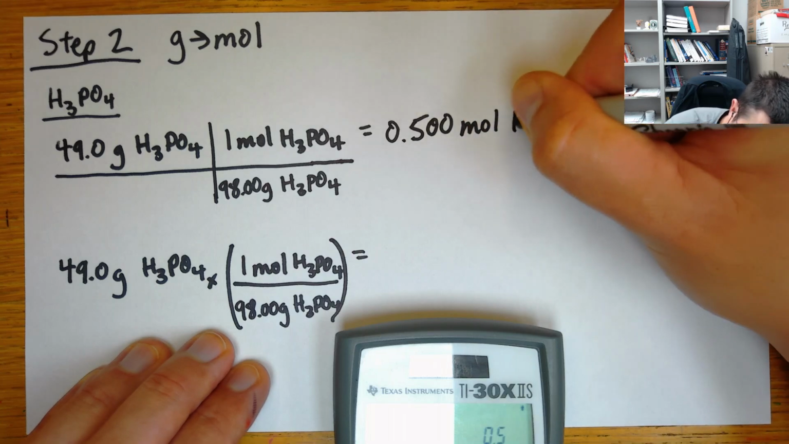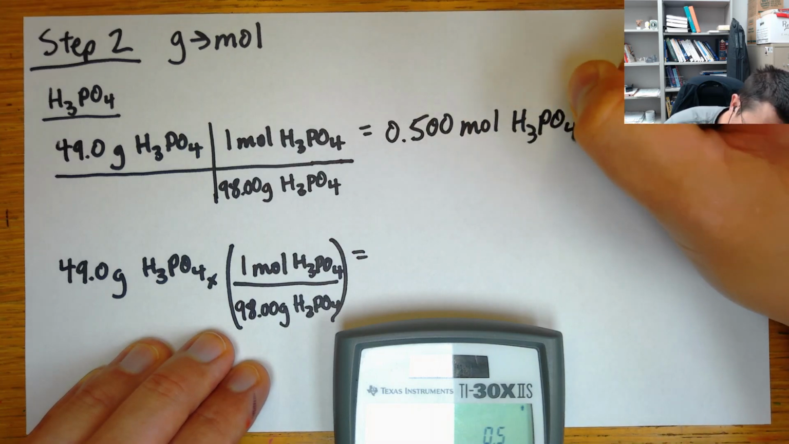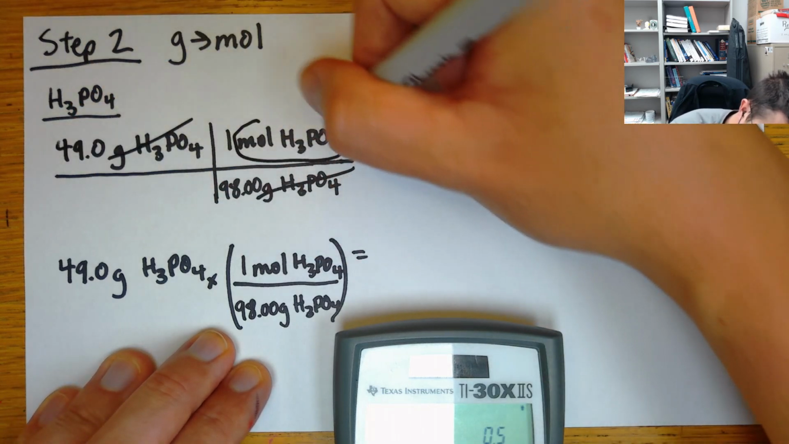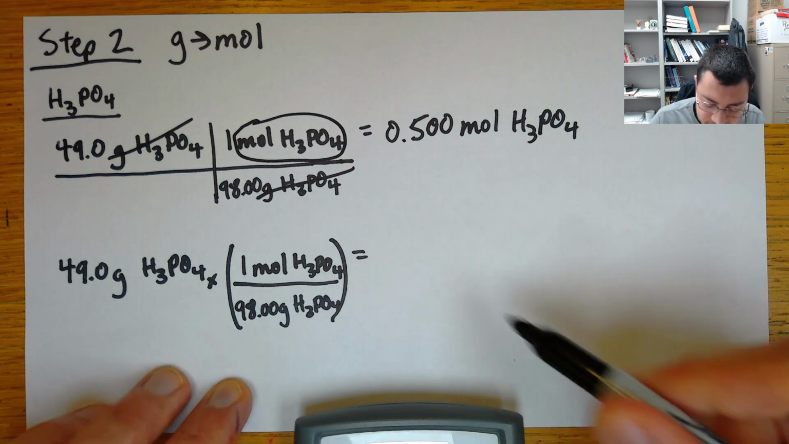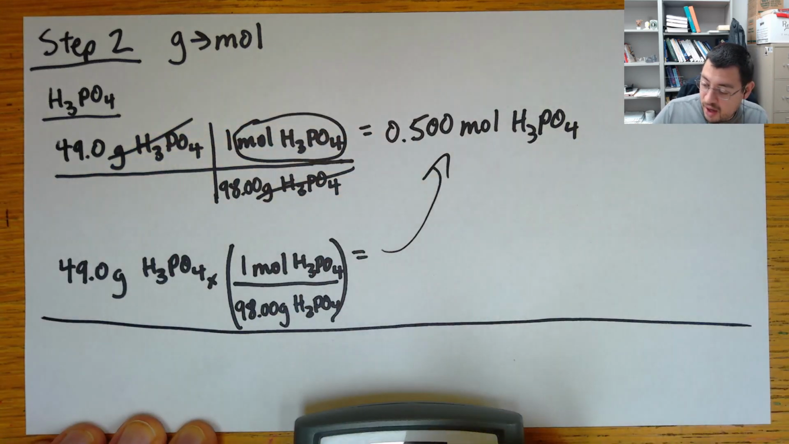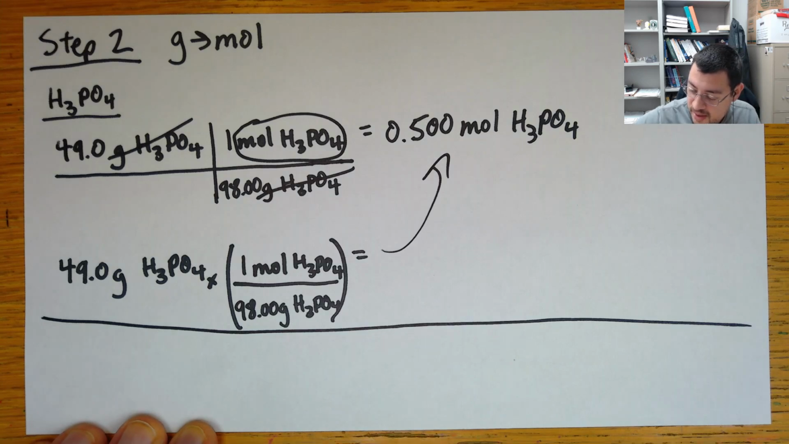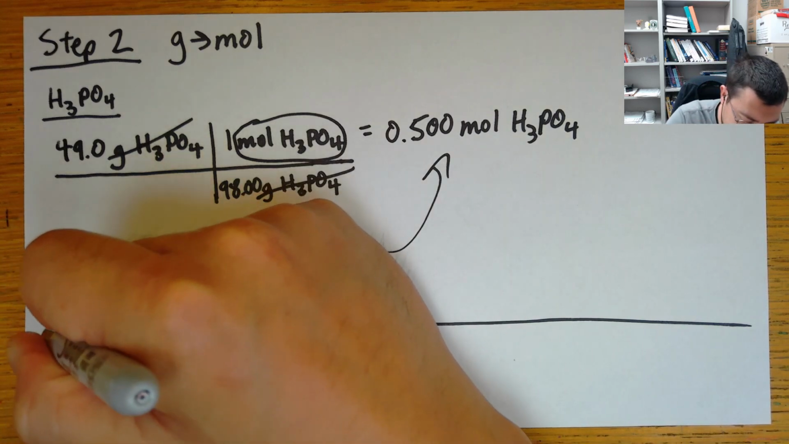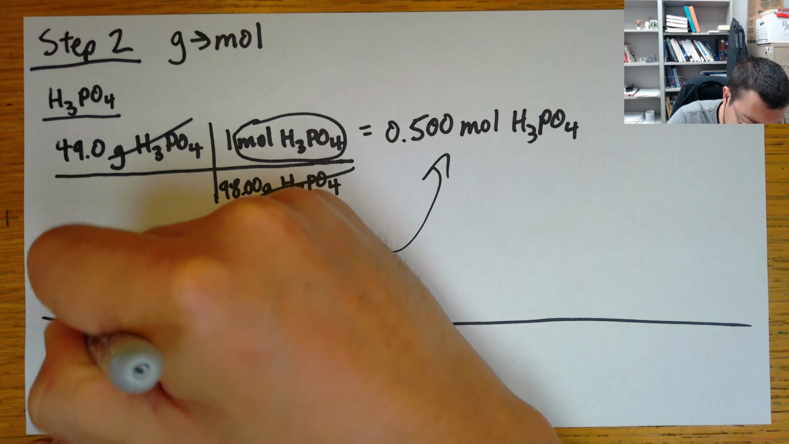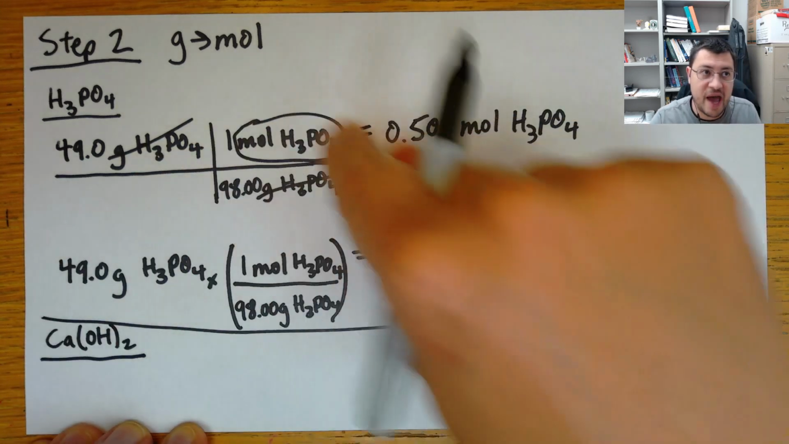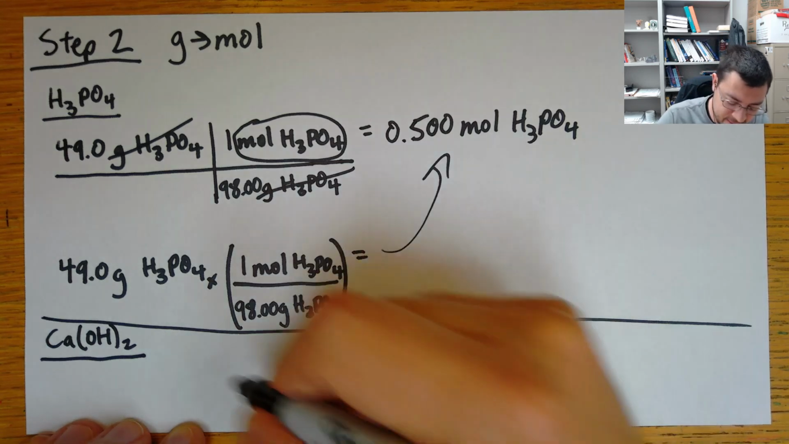Moles of H3PO4. Our units canceled like that. All right, same answer no matter how you write it out. Okay, so got that done. Turn that into moles, and let's squeeze this into the same page. Let's do the same thing for calcium hydroxide. I'm going to use the train tracks method throughout.